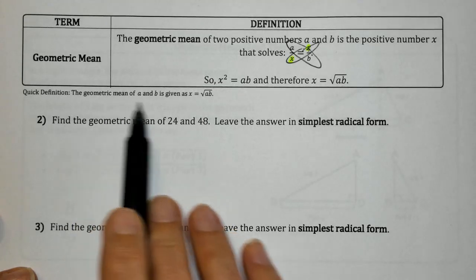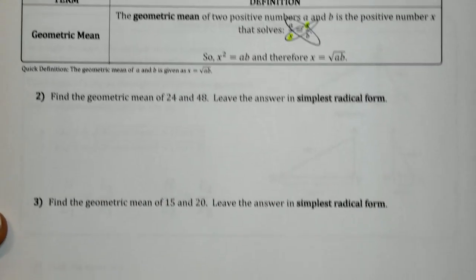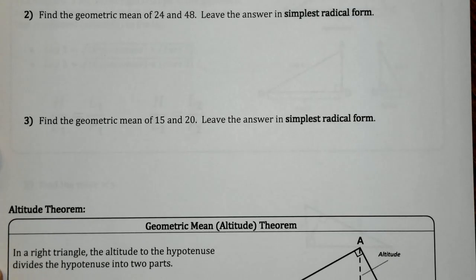Okay, and it says it down here again. Geometric mean of A and B is given as x equals the square root of AB. All right, let's go ahead and practice.